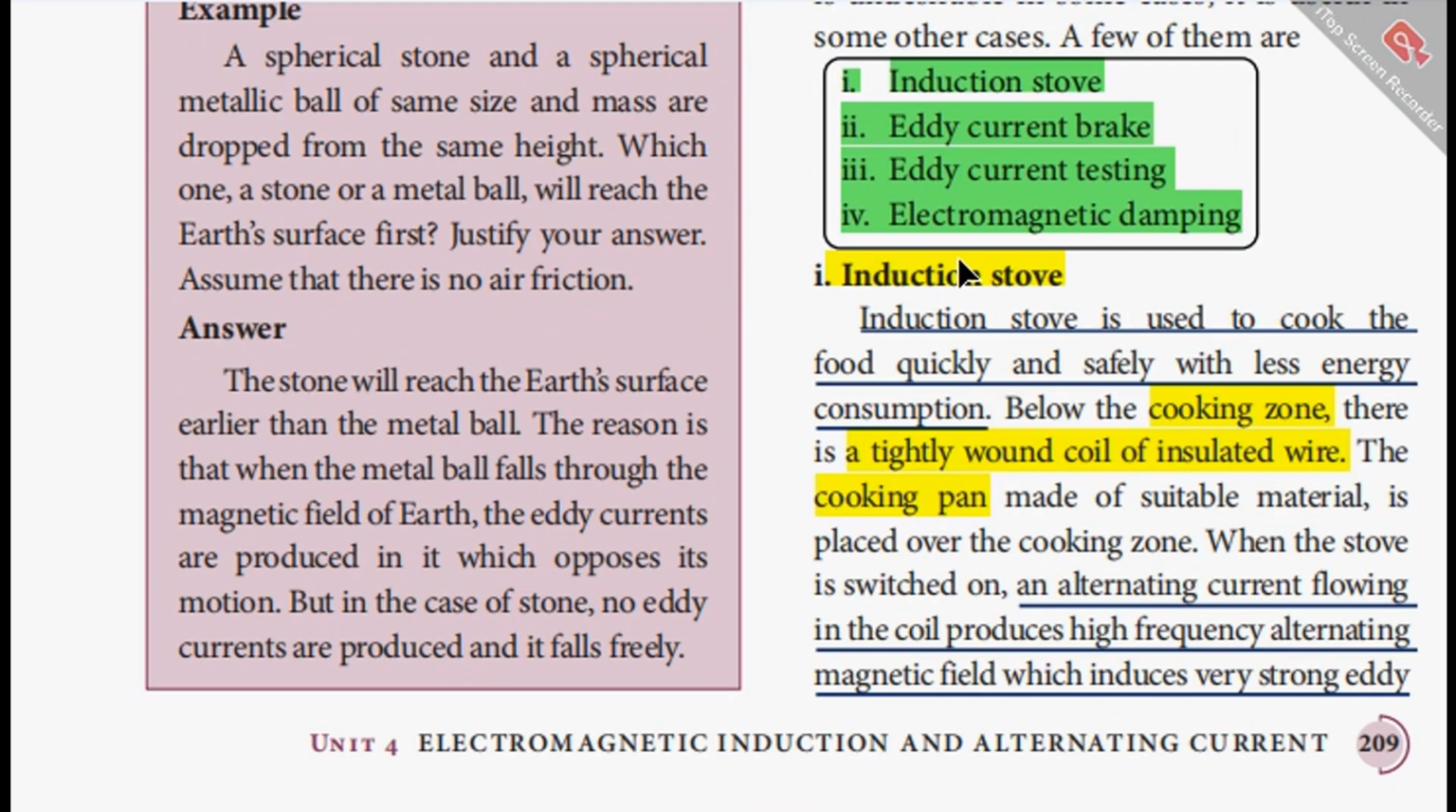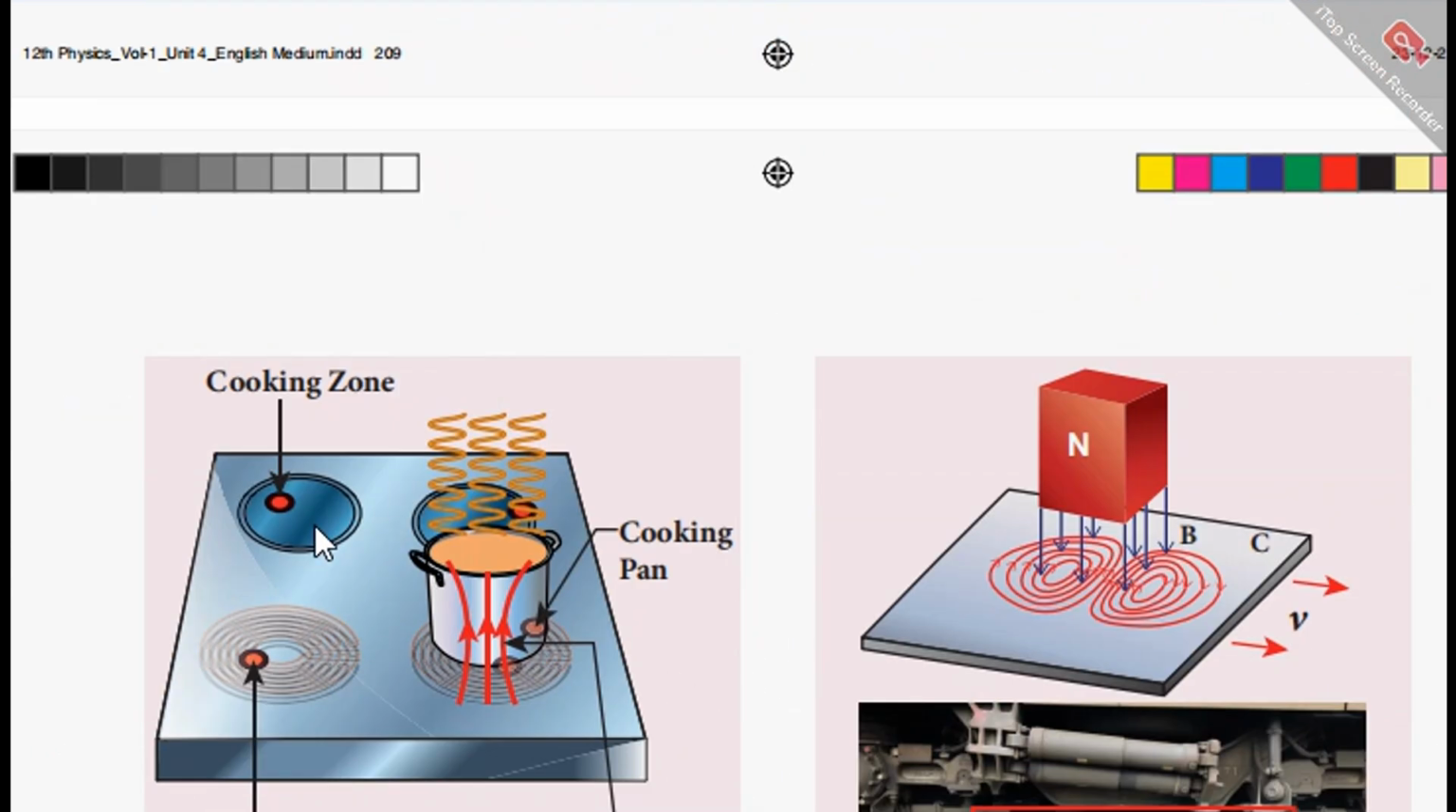In the first case, the induction stove, you would have been using that for cooking food, and that will be done very quickly and safely with less energy consumption. Below the cooking zone, there will be a tightly wound coil of insulated wire, and the cooking pan made of suitable material is placed over the cooking zone. As shown here, this is the induction stove, and this is the cooking zone, coil, and cooking pan.